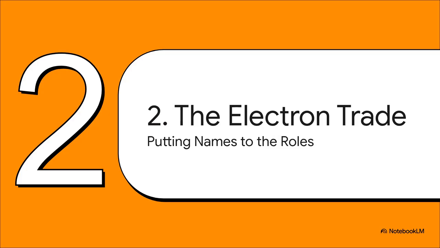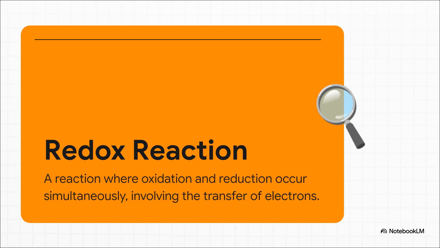All right, so let's put some official names on this electron trade. Chemistry has specific terms for the giver and the taker in this whole transaction. And getting those straight is pretty key to understanding everything else. Okay, so the formal name for this exchange is a redox reaction. And that name itself is a pretty big clue. It's actually a mashup of two words, reduction and oxidation. And that's because these two things are two sides of the same coin. They always happen together. You just can't have a giver without a receiver.